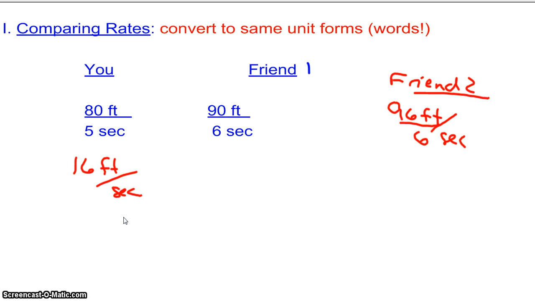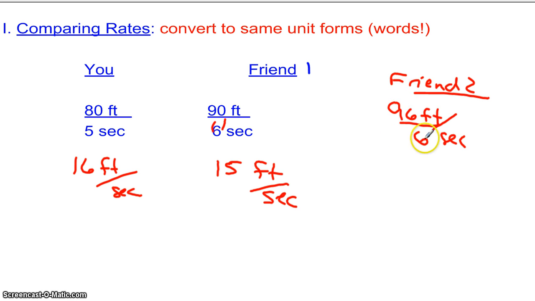Friend 1, we need to do that division, right? 6 goes into the 9 one time. And we have 30 left. 6 goes into the 30 5 times. So this person is running at 15 feet per second. So they look like they ran further. You ran 80, friend 1 ran 90, but it took them 6 seconds to do it, while it only took you 5. As we compare these two rates, who's going faster? You are, right? 16 feet per second is faster than 15 feet per second.